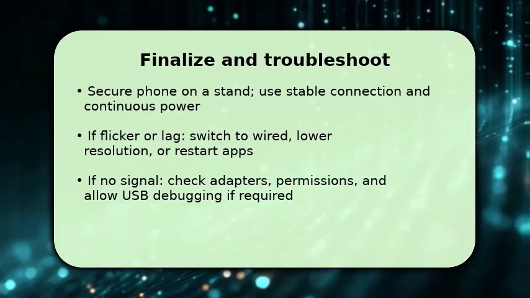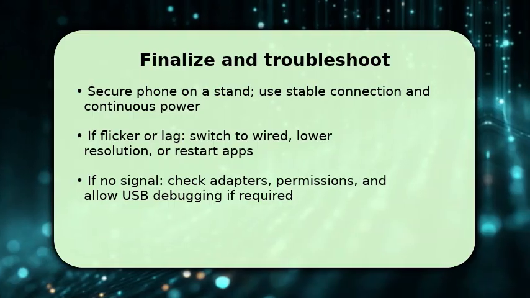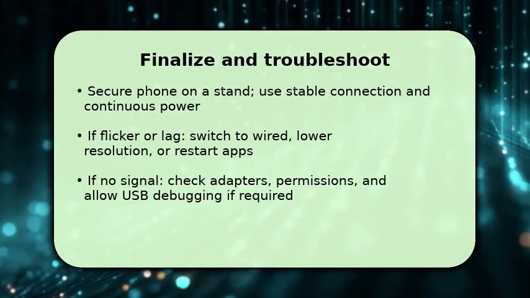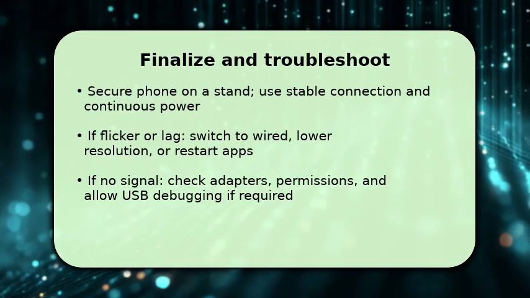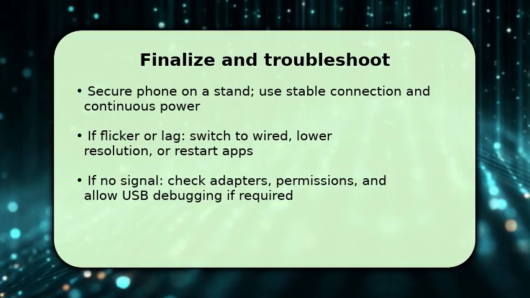If you see flicker or lag, make sure you're on a wired connection, lower resolution or frame rate, and restart the display app on both devices. This often clears handshakes. If you get no signal, inspect the adapter and cable, grant permissions, and enable USB debugging or developer options if the app requests it.